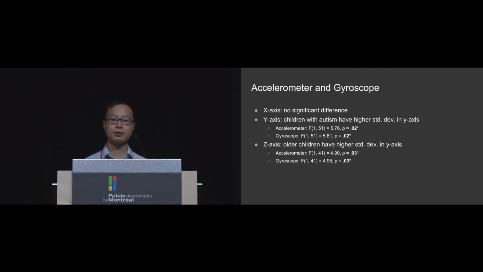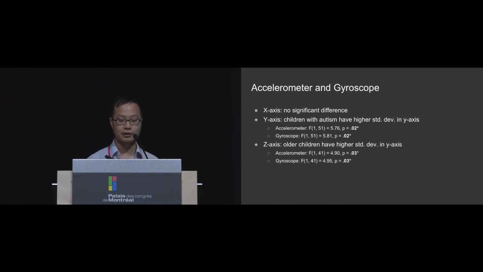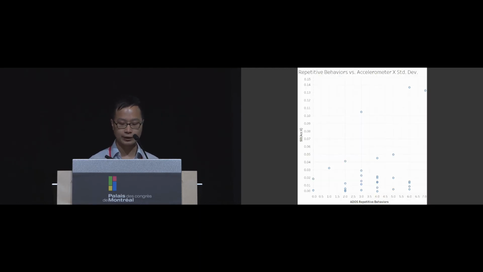On the z-axis, which is the up and down coordinate, we find that older children are more variable than the younger children. This is intuitive because older children are usually taller and they can manipulate the iPad in more varied ways. This is very interesting because we don't have any significant difference on the x-axis. It's kind of weird, so we look into the details of the data here.